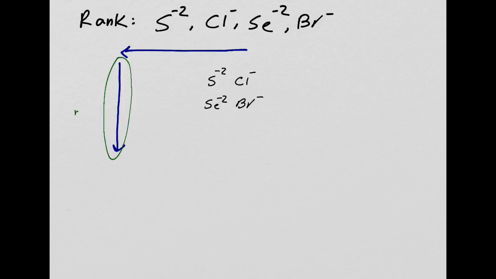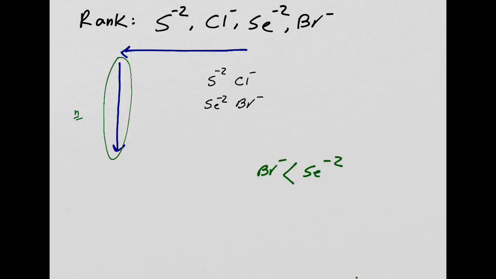The n value matters the most. So these two will be larger than this one. There's no question about it. Now, these two are in the same row. If you're in the same row and you have charges, then the more negative you are, the bigger you are. You don't go by the trend, you go by the charges. So these two, which one is going to be largest? The larger one is going to be selenium minus 2. Then it's going to be Br minus 1.